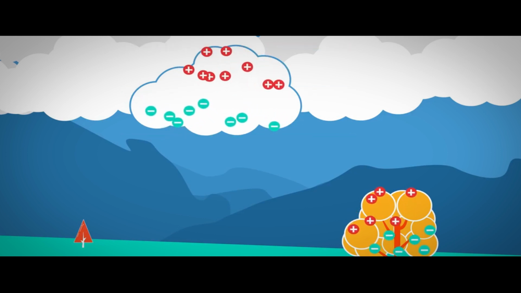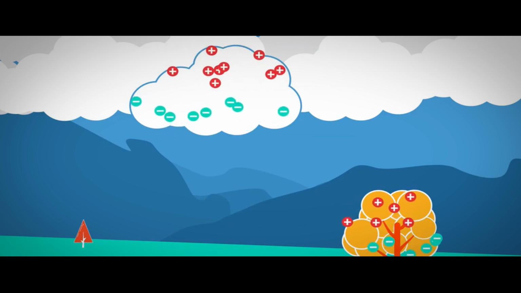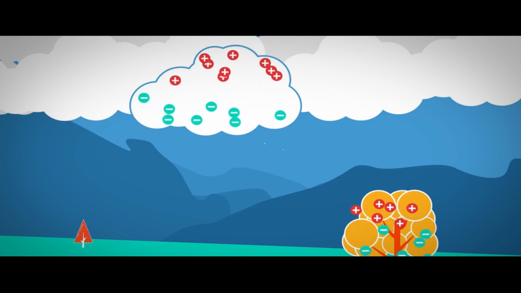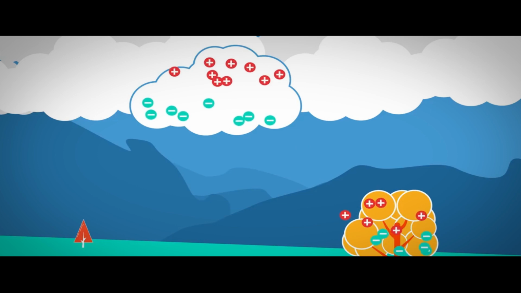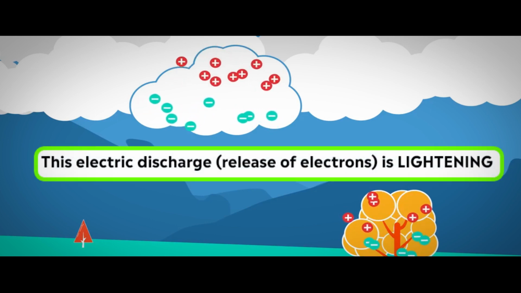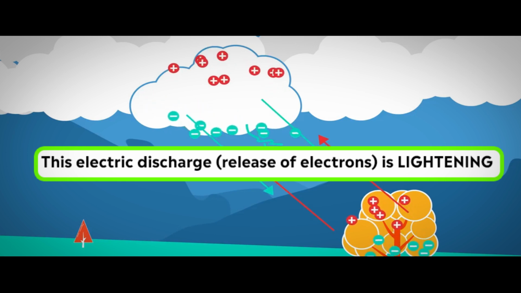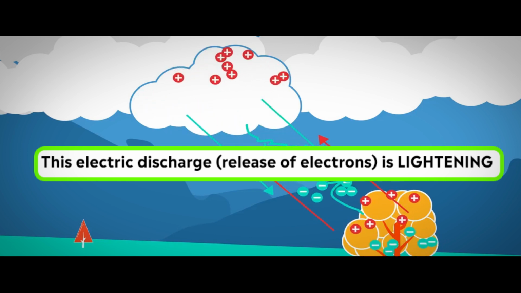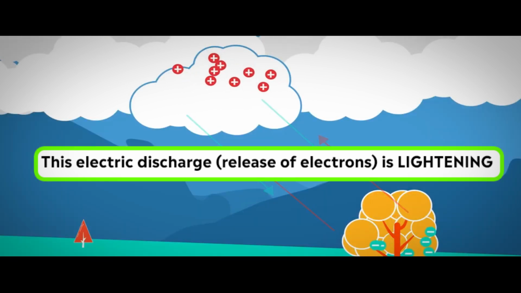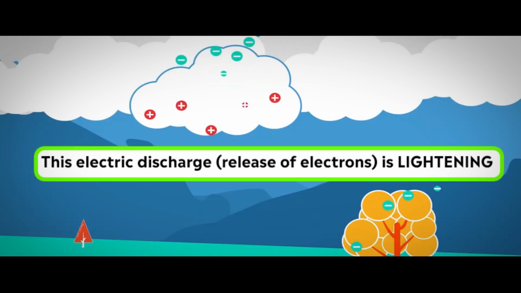When a huge amount of charge builds up, electric discharge takes place between two oppositely charged clouds or between charged clouds and the surface of Earth. This electric discharge, release of electrons, is what we see as lightning. I repeat, this electric discharge or release of electrons is what we see as lightning. Okay, my dear student, is it interesting?